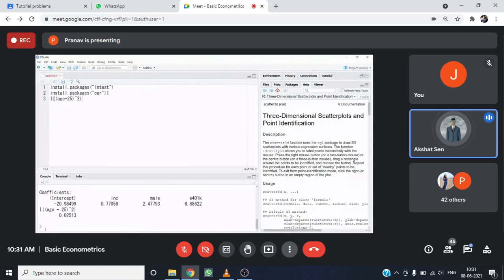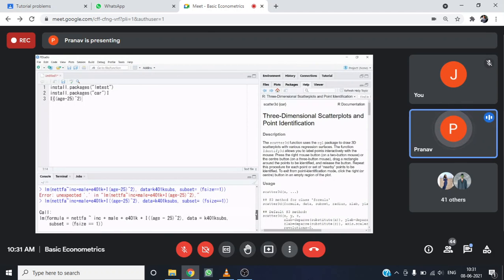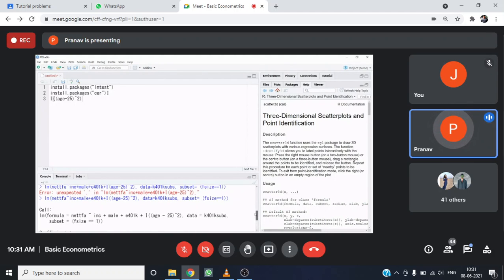Is this clear? I had a little silly doubt, but what about the subset function, sir? Can you just explain that? There is nothing called a silly doubt. Please don't utter things like this at all. I have never made anyone feel that way.